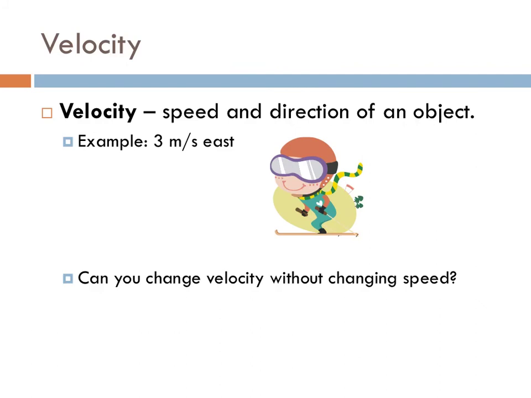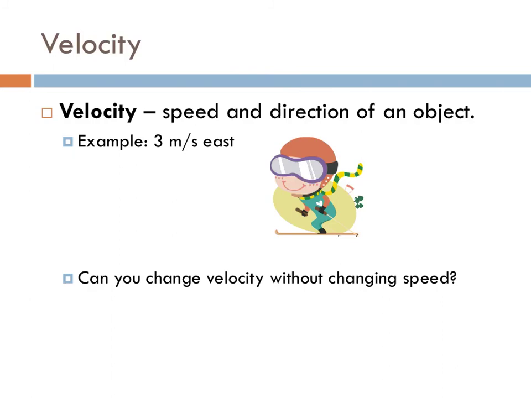Alright, well, let's wrap this up with one last idea, velocity. This is probably the most important thing we'll talk about. You need to understand the idea of velocity. Velocity is kind of like speed, except velocity is specific about the direction. So for example, if you have that skier there and he's traveling 3 meters per second east, that's a velocity because we include the direction in it.